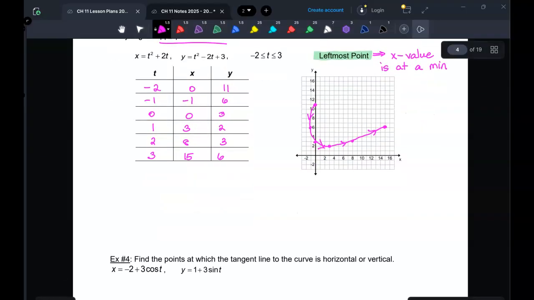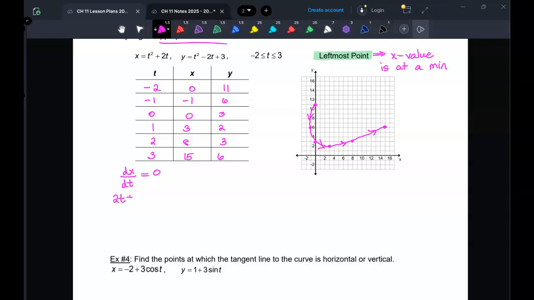So that's going to be when dx dt, we set that equal to 0. But can't we just look at all the x values and say which one is the smallest? Yeah, but we didn't find all the x values, right? We just found the ones on that graph. Hopefully the one that looks like the leftmost point, -1, 6, is going to be that. But we don't know for sure. It could be -1.2, comma 7 or whatever. So we'll just verify that.